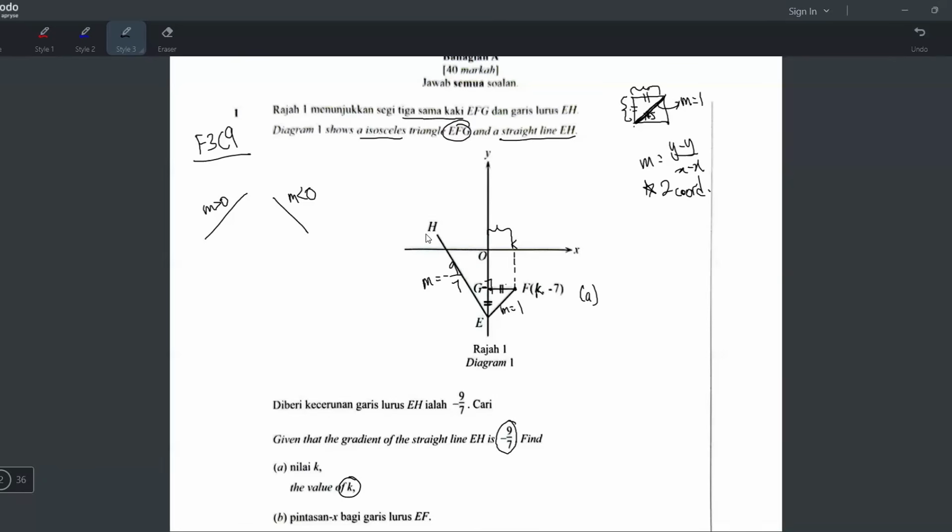So what I'm going to do is change the question myself. I'm just going to put negative 7 here. I'm just changing the question myself, because I think there is a problem with this question.